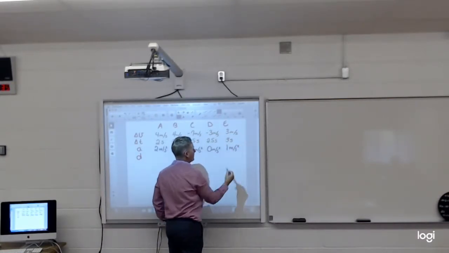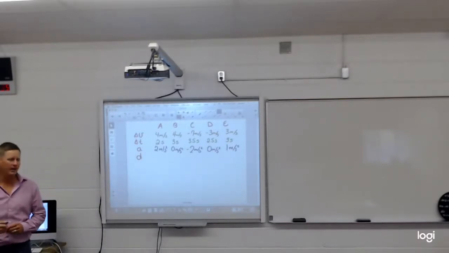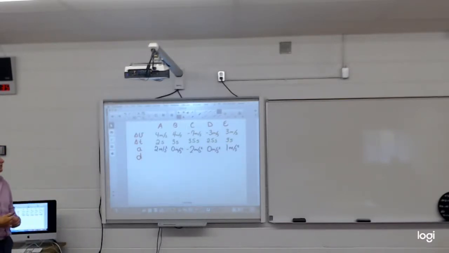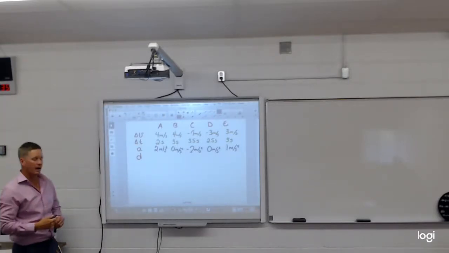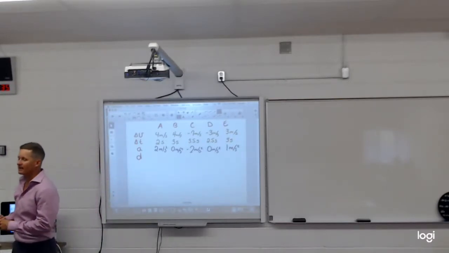Okay, great. So there's the accelerations in all of them. I have 2 meters per second squared, 0 meters per second squared, -2 meters per second squared, 0, and 1 meters per second squared. Now, to find the displacement that I traveled.